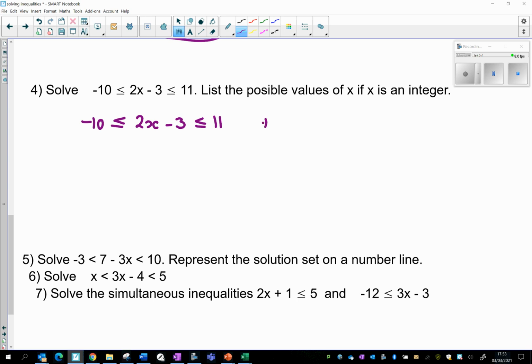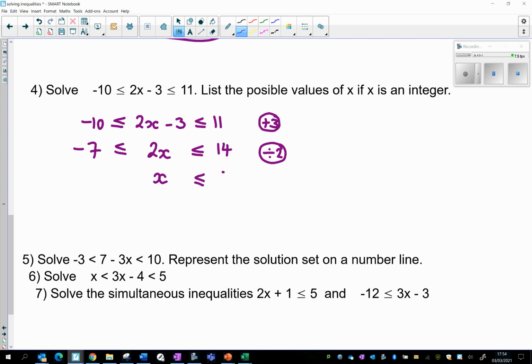If I add 3, and when I write add 3, I'm going to add 3 to each part of my inequality. I'm adding 3. The inequality sign does not need to change. So 11 add 3, 14. Minus 10 add 3 is minus 7. 2x minus 3 plus 3 in the middle is just 2x. Now, to get x on its own in the middle, I'm going to divide both sides by 2. The middle then just becomes x.